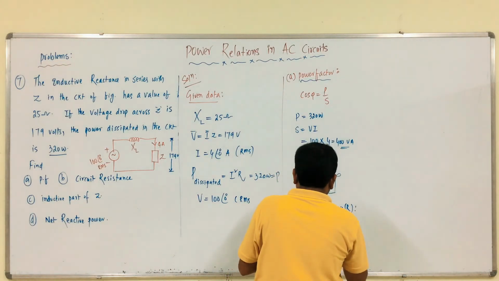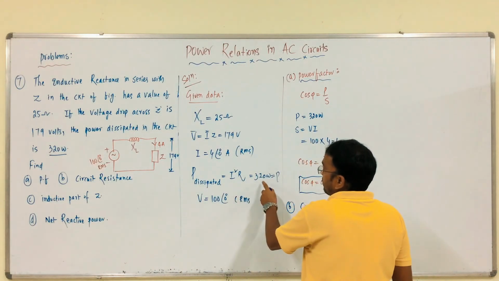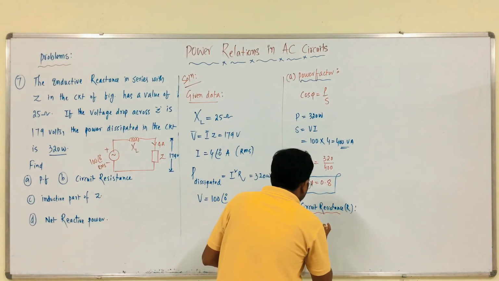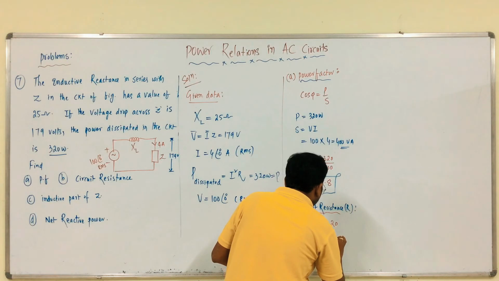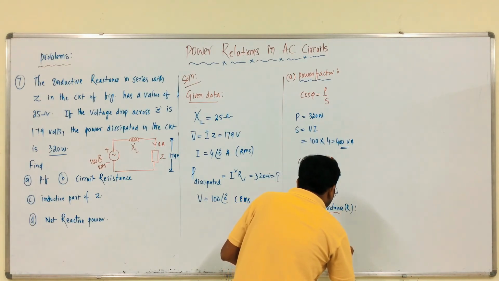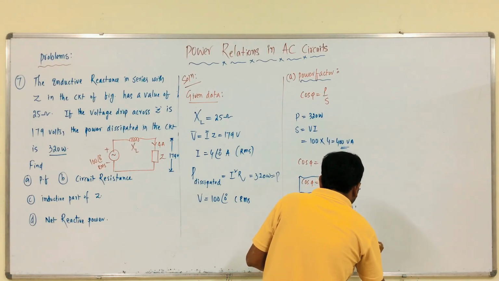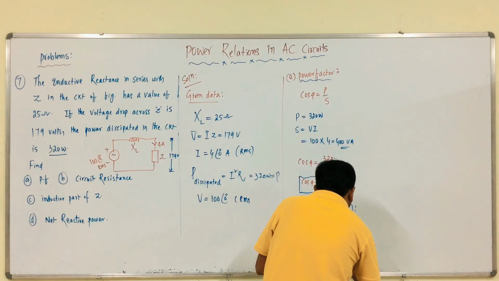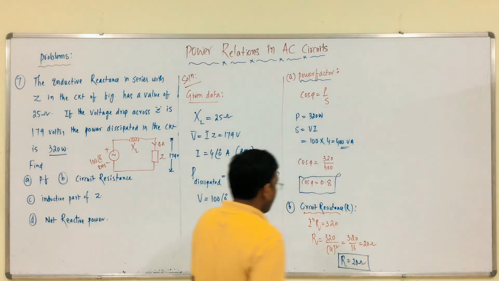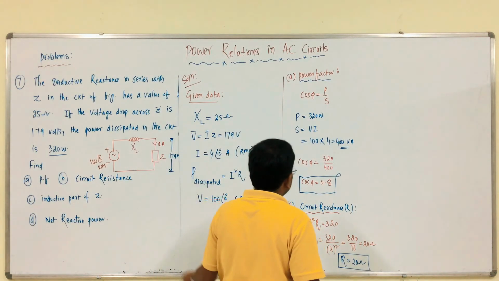Next, part B, the inductive circuit resistance R. From the given power dissipated, I square R is 320 watts. From this, R is equal to 320 by 4 square, that is 320 by 16, which is nothing but 20 ohms only. Therefore R is 20 ohms. Completed.